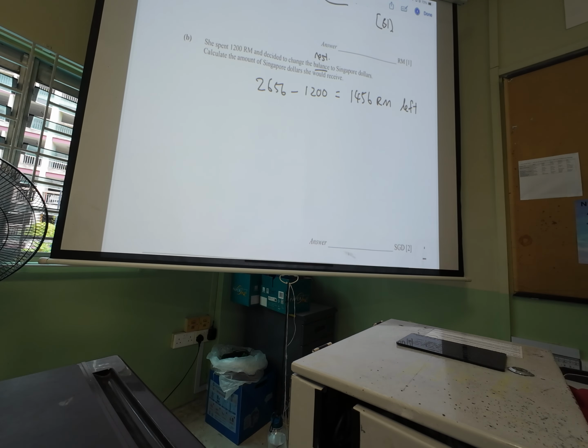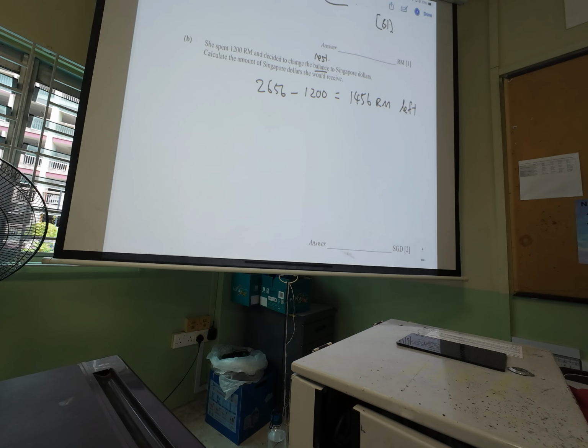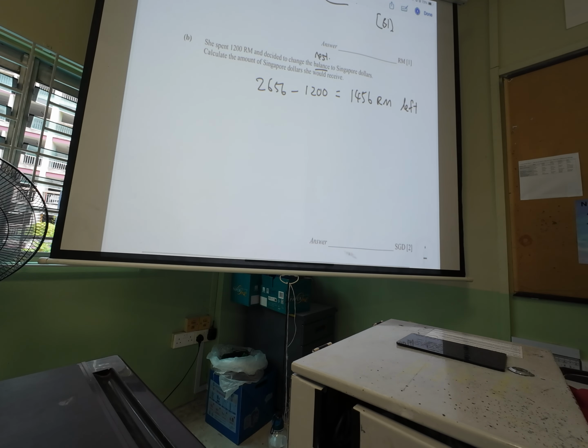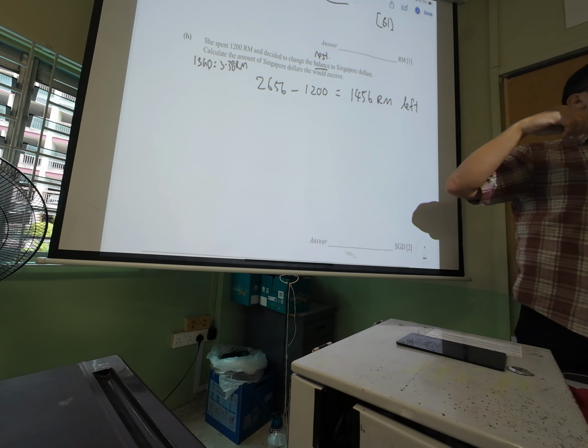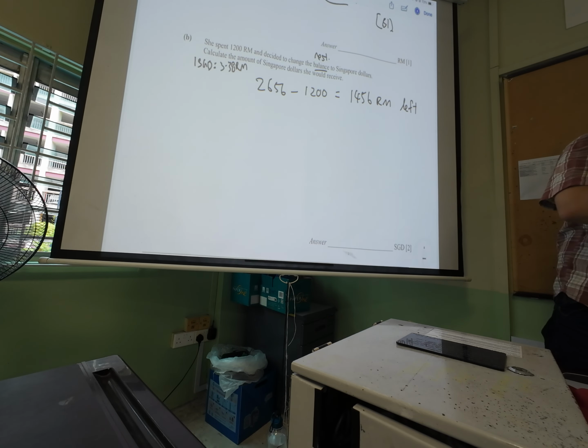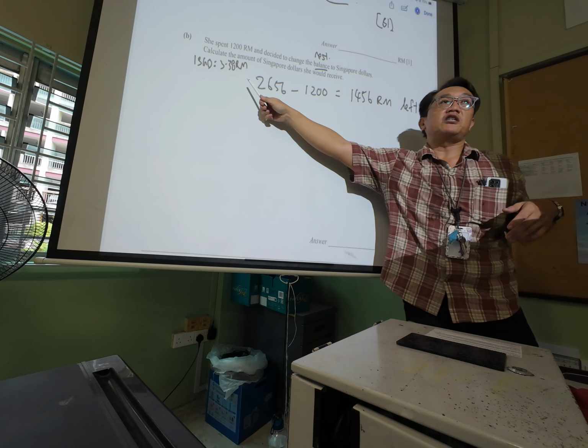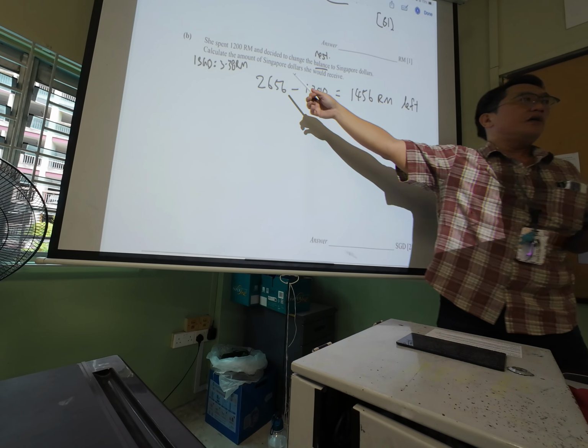Then some of you were asking, the question here got 1 SGD equals to 3.38 RM. Then I told you, exchange rate keeps changing. Today can be 3.32, tomorrow can be 3.38. So when I go, I change maybe 3.32. When I come back, if I want to change back, maybe it's the new rate already.